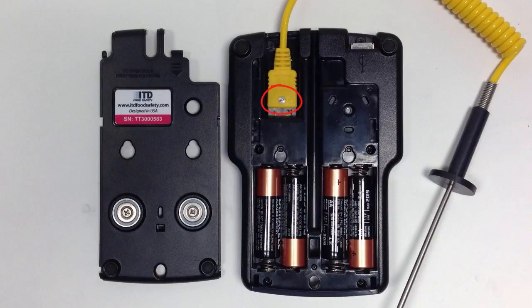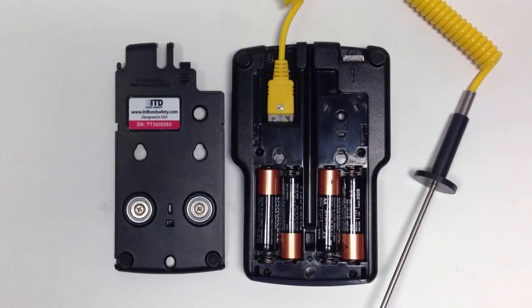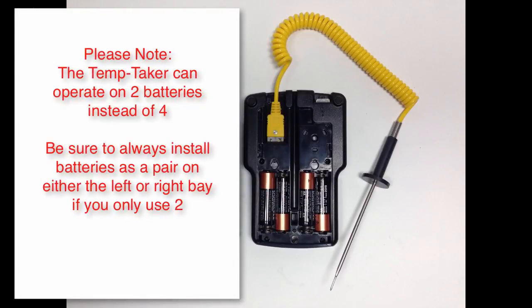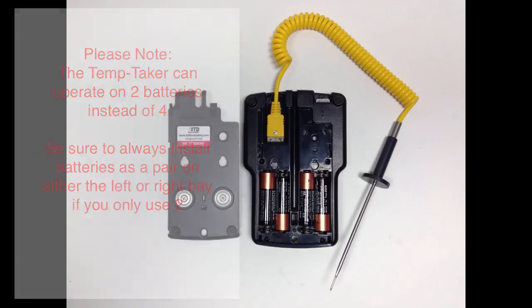Temp Taker can actually operate on 2 AA batteries instead of 4 if the need arises. If the user decides to use only 2 batteries for operation, please note that the user must install the batteries on the same side and in the same bay together in a pair. Otherwise, the unit will not power on.